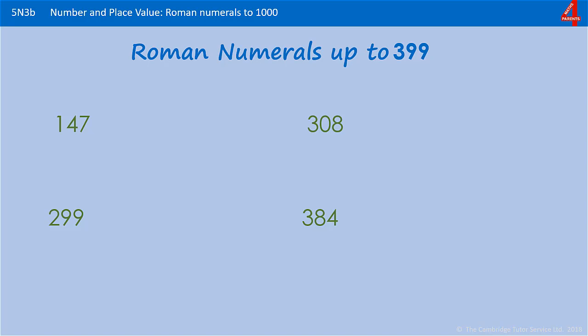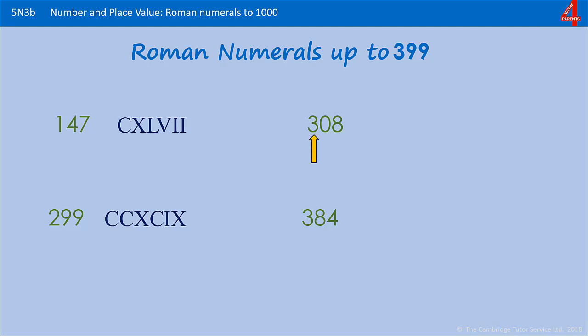147. Starting with the 100, which is C. Then we have 40. If you remember, that's 10 less than 50. And then we add on the 7. 299, that's 2 hundreds. 90, which is 10 less than 100. And 9, which is 1 less than 10.